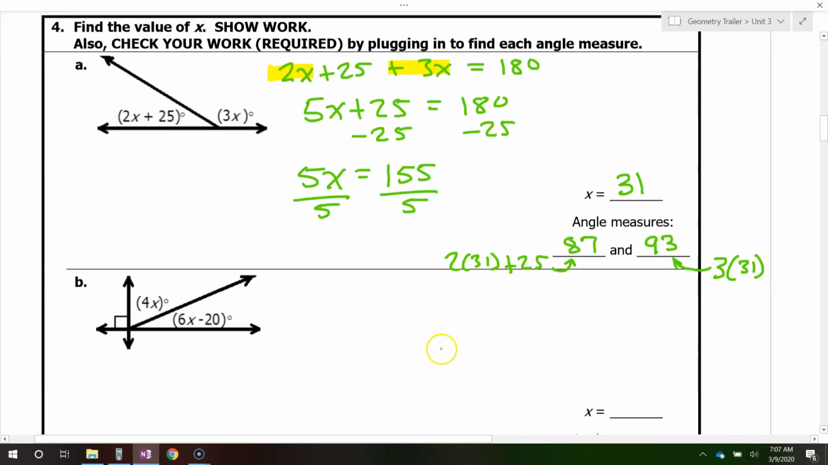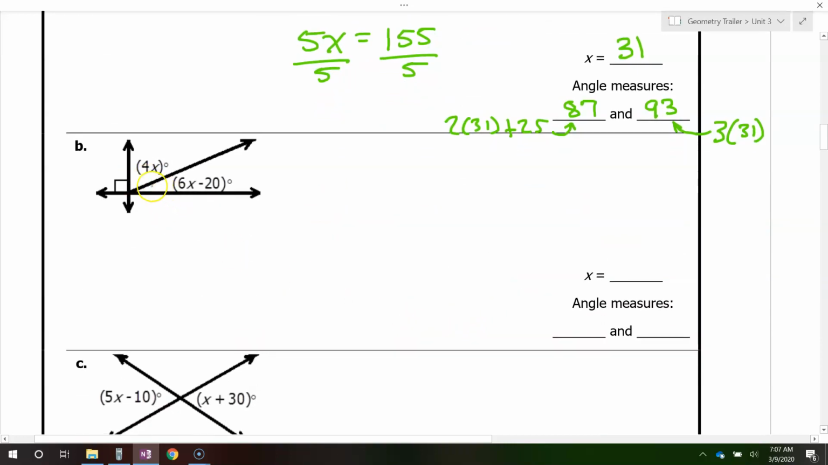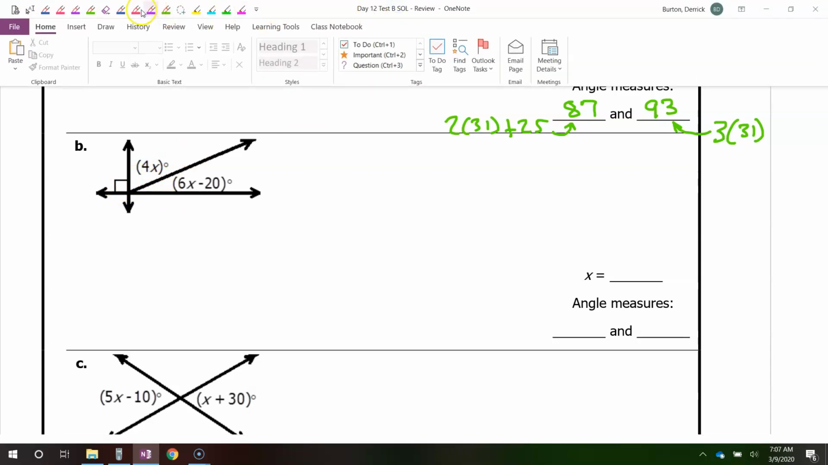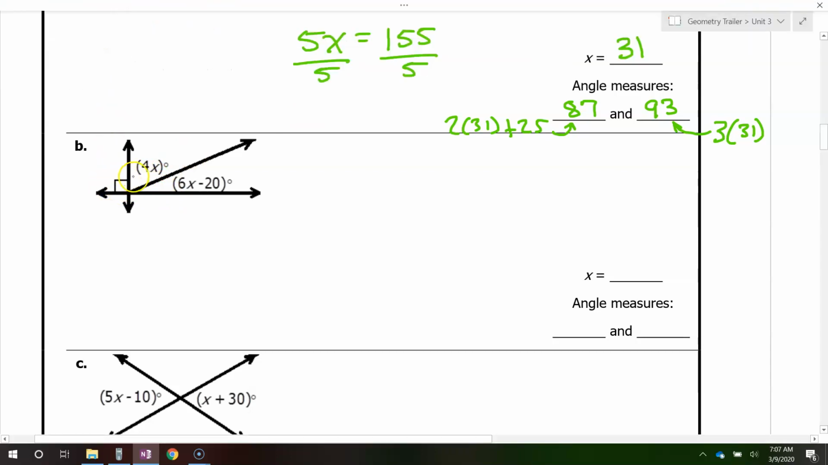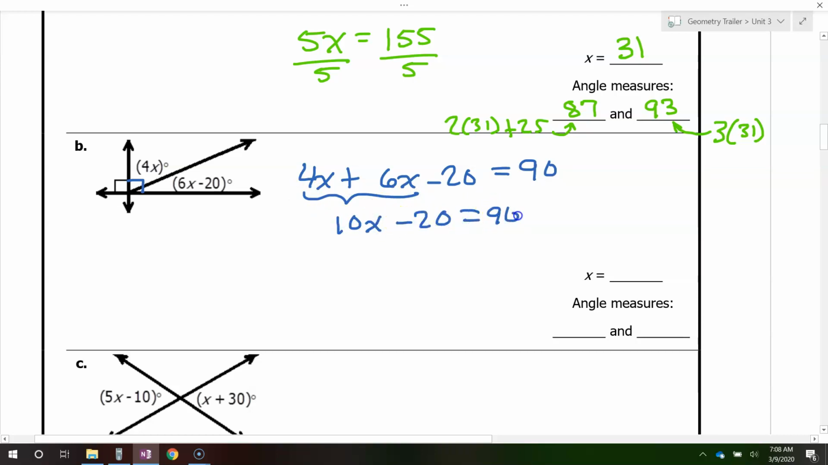Now, the next one, these two angles are nestled inside of a 90-degree angle. We see the right angle to the left. That means there is a right angle to the right. So these two have to add up to 90. So that means that 4x plus 6x minus 20 must equal 90 degrees. Combining these like terms will give me 10x minus 20 is equal to 90.